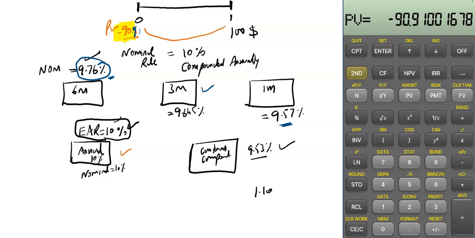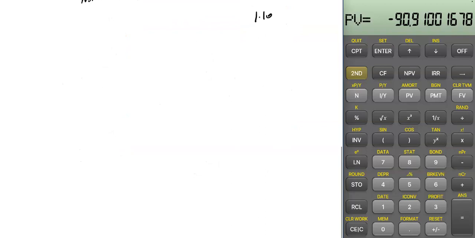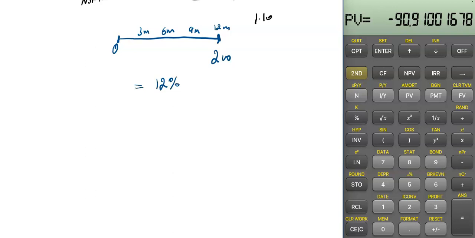Now let's learn how to calculate the present value of future cash flows using these rates. For example, if you want to calculate a discounting, this is 0, 3 month, 6 month, 9 month, 12 month, and you want to receive 200 at the end of 12 months, and this is a 12% annual rate compounded quarterly.